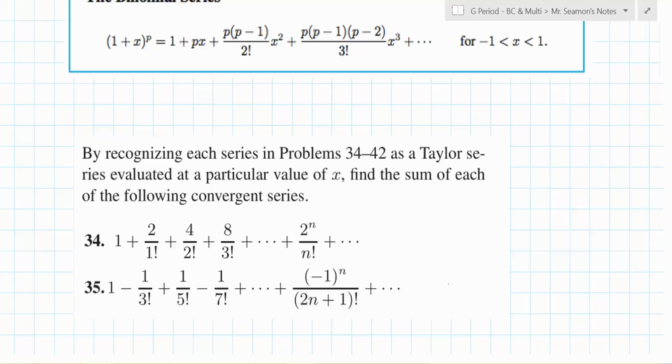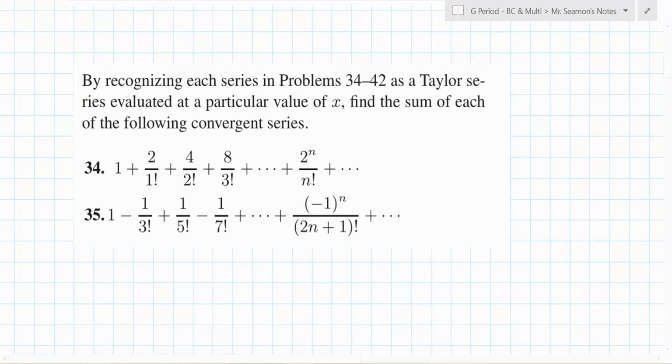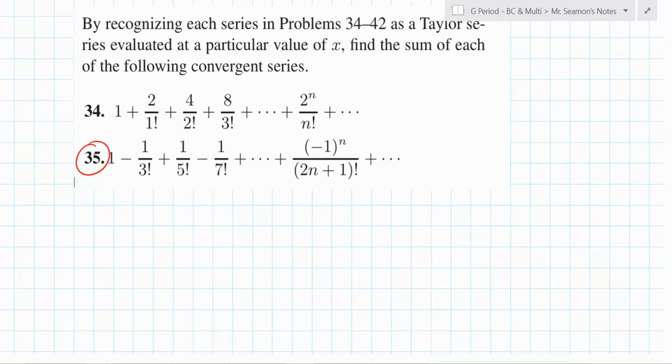evaluated at a particular value of x. Find the sum of each of the following convergent series. So we're doing 35 here. Nice. You have to first recognize what function it's modeling. So this series is modeling a function at a specific value.